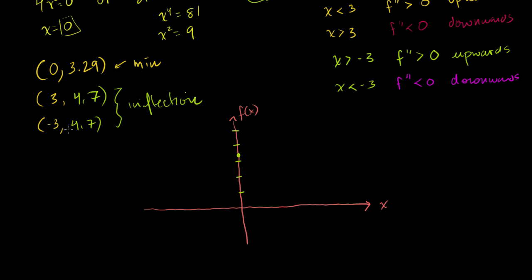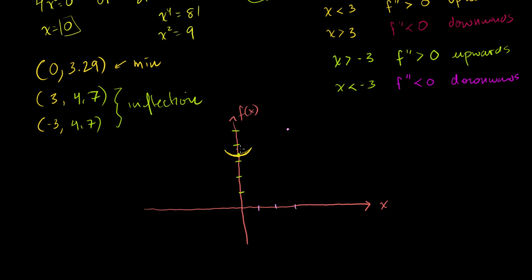That's a minimum point. The slope is 0 right there. We figured that out because the first derivative was 0 there, so it's a critical point. And it's concave upwards around there, so that told us we're at a minimum point. And then at positive 3, 1, 2, 3, at positive 3, 4.7. So 4.7 will look something like that.